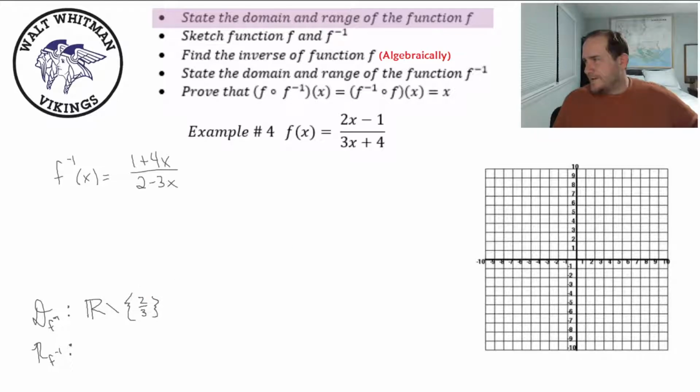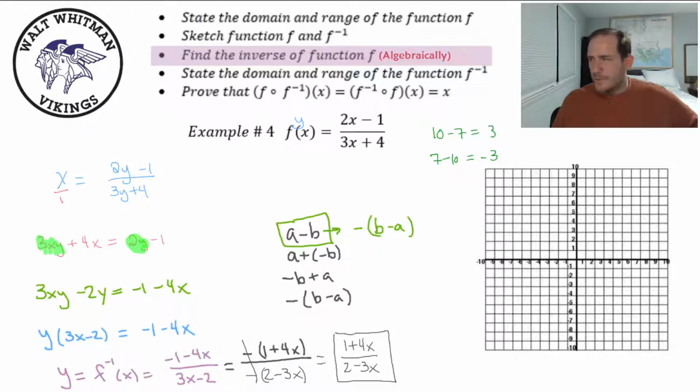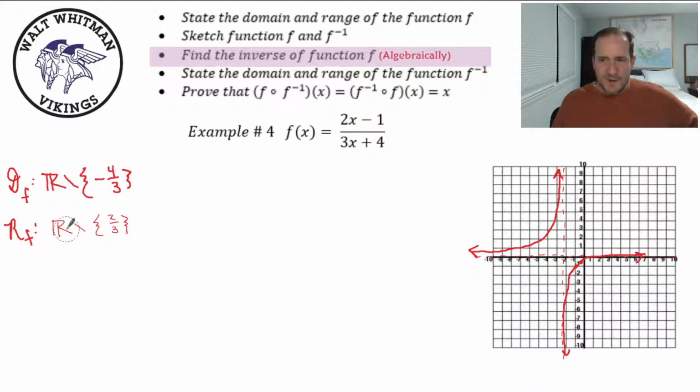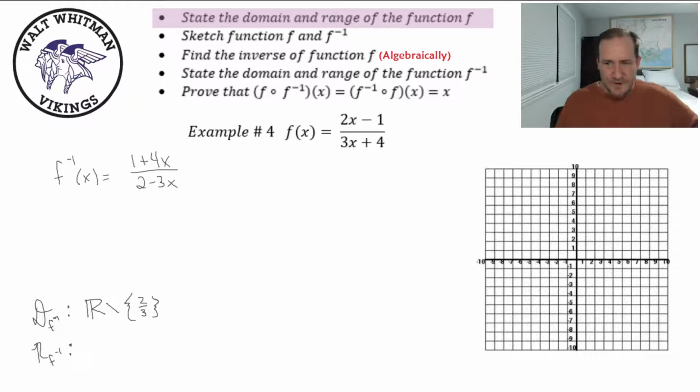Does that feel right? Certainly should, because if we go back, wasn't that our range before? Yep. All reals except for 2/3, right? And that is now our domain. That's exactly how this ought to go.